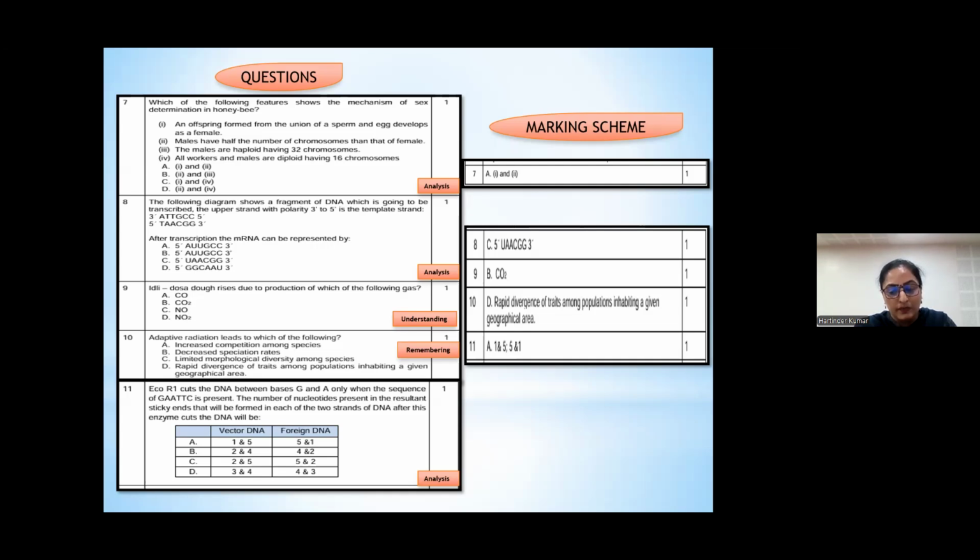Then in the 11th question, again, the columns are given. They have been bifurcated into 2 simple micro concepts. So this is a case of analysis. See, EcoR1, that is the restriction endonuclease that cuts the DNA between G and A at a specific site in the palindromic sequence, that is GAATTC. So the number of nucleotides in the resultant sticky ends in both directions has been asked. That is, we can say in both the strands of the DNA they have asked. So we will have to find it out. They have to see in vector DNA as well as the foreign DNA. So this is a case of analysis.